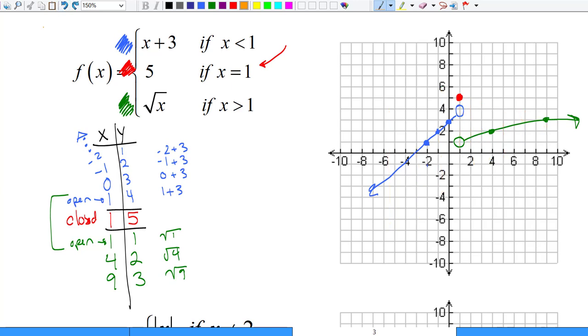Okay? A common student mistake is, when they're drawing the blue function, a lot of students will just keep going, and that's not true. The function is only defined for less than 1, so you only get from 1 and to the left. Okay, for the green you're only defined 1 and to the right, so you have to make sure that you're only sketching the part of the graph that you're allowed to sketch for that piecewise function.